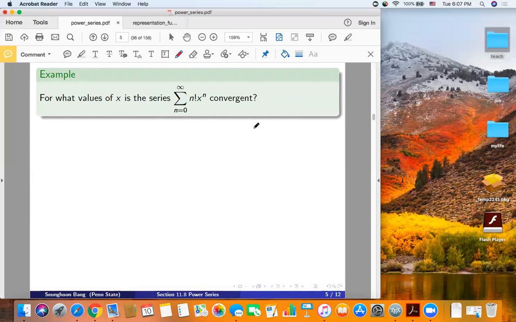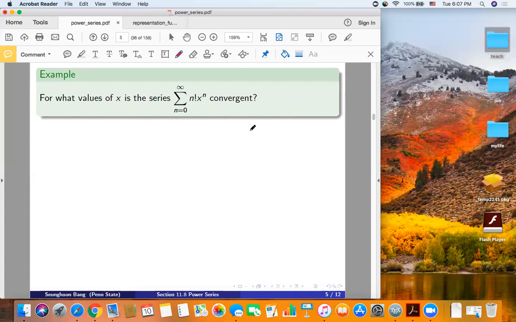If you want to solve this problem, you have to check whether the power series, summation from n equal to 0 to infinity of n factorial x to the n, is convergent or divergent. You have to check these kinds of things. So how can you check whether this series is convergent or divergent?